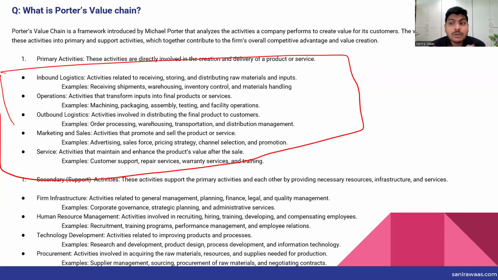So HRM, the technology development part, IT, and procurement. Procurement doesn't mean only buying the raw materials; it might also be buying your machines, which is also identified as procurement. But mostly, procurement here means the supplies needed for your production and other things.